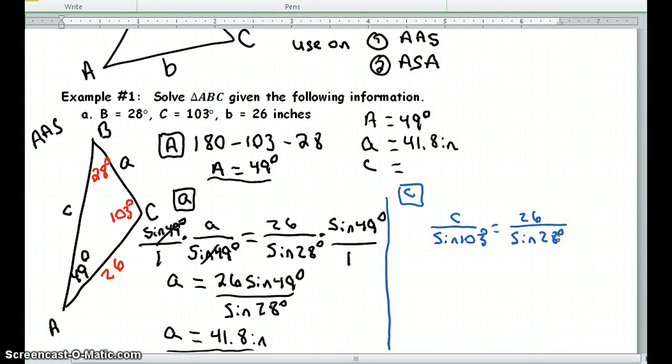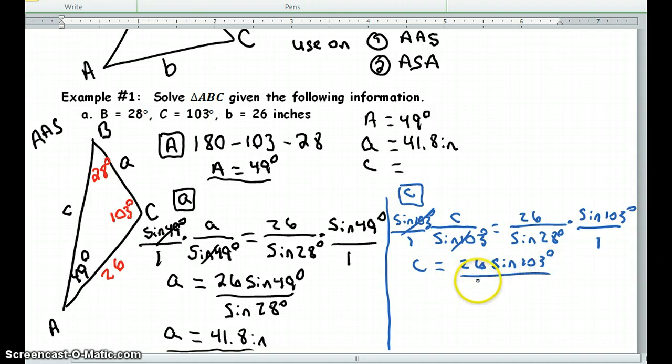And notice again, I'm not using SOHCAHTOA, I'm not using Pythagorean theorem. All right, so multiply both sides by this denominator and this value right here. So I have sine of 103 over 1 times sine of 103 over 1. Cancel. So C will equal 26 sine 103 degrees all over sine 28 degrees.